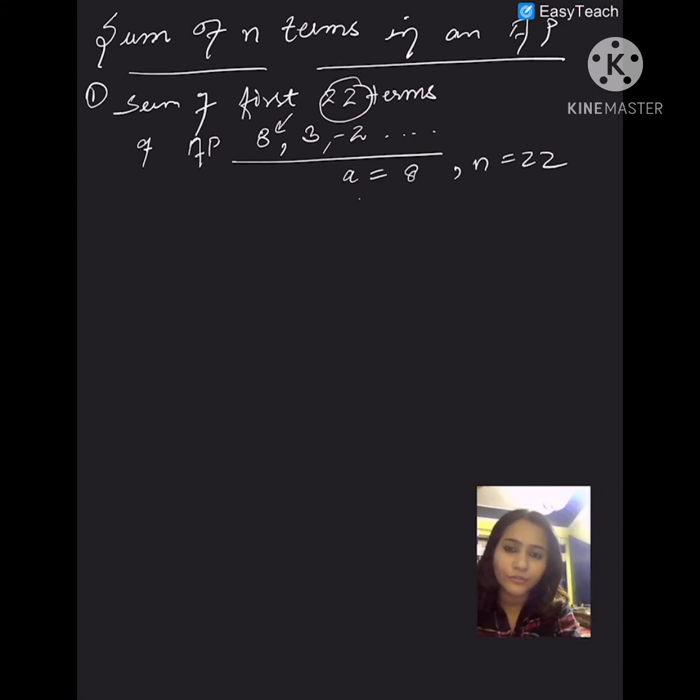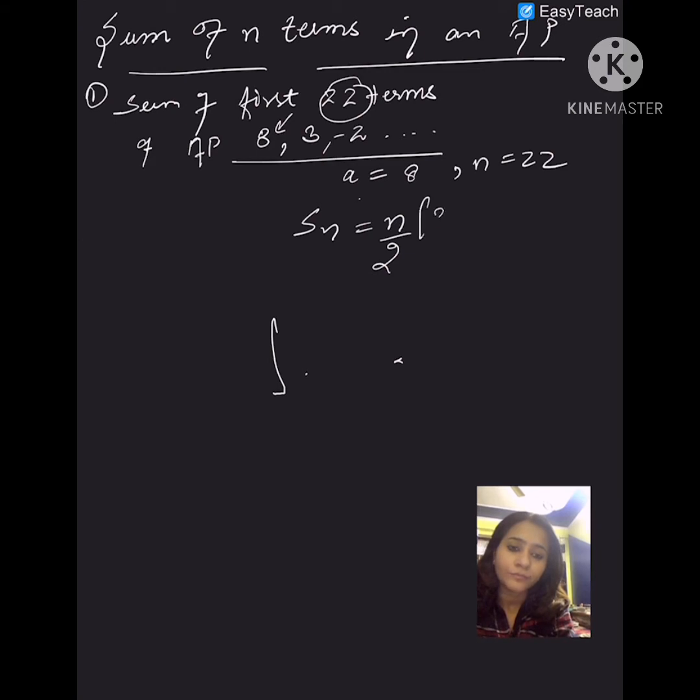So the question is, you need to find out the sum of first 22 terms of an AP that goes like 8, 3, minus 2 and so on. As I said, first you write the a, the very first term, that is 8 here. The first term here is 8, and you need to find out the sum of the first 22 terms of this AP. Okay, so for that you just need to know the formula first.